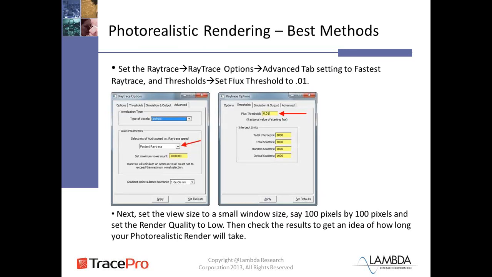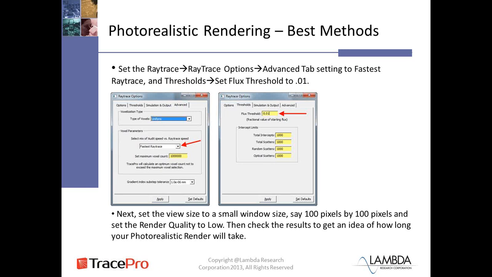Finally, let's start looking at best methods for doing a photorealistic render. First of all, you want to ray trace as fast as possible, especially when you're doing a high render setting. To do this, you want to go into your ray trace menu, select the Ray Trace Options Advanced tab, and set it to fastest ray trace. Since you're doing illumination systems and what the eye can see, I strongly suggest you set a flux threshold of 0.01 in the Flux Threshold tab.